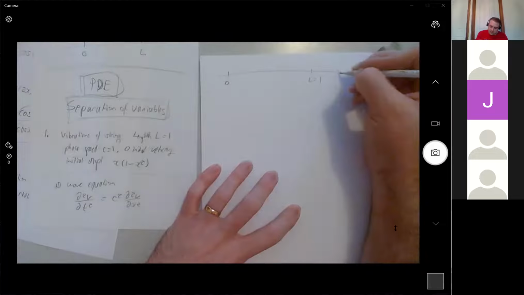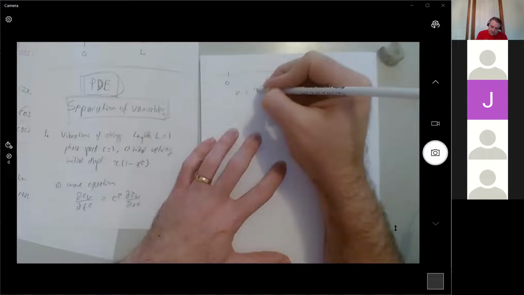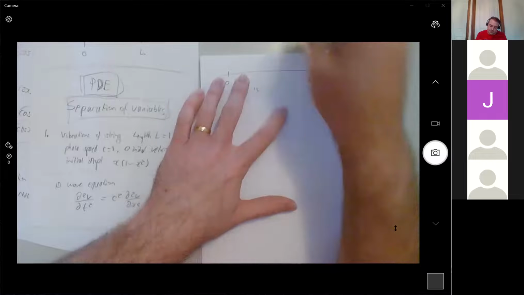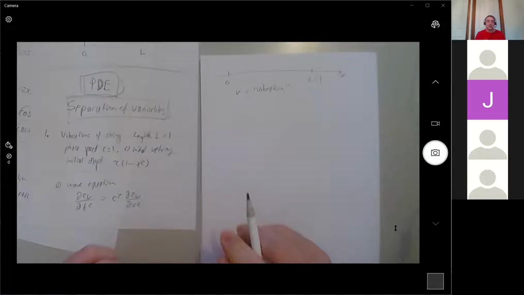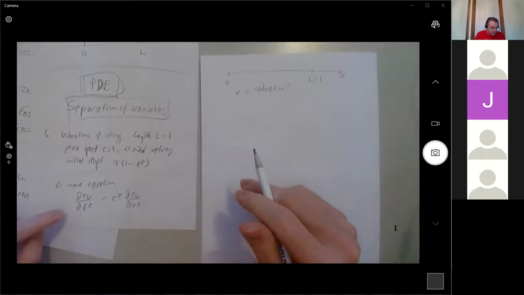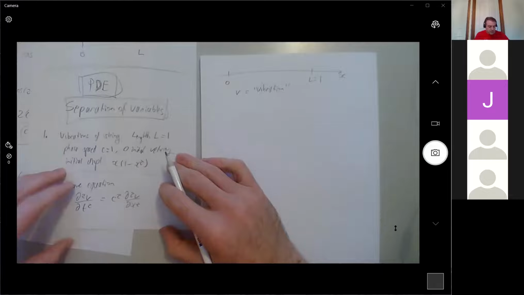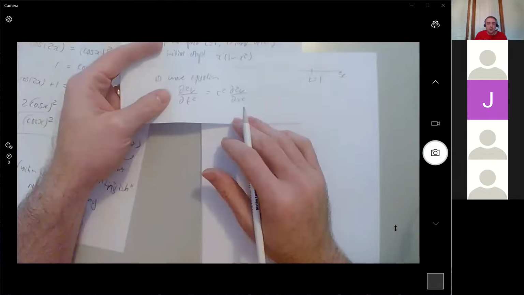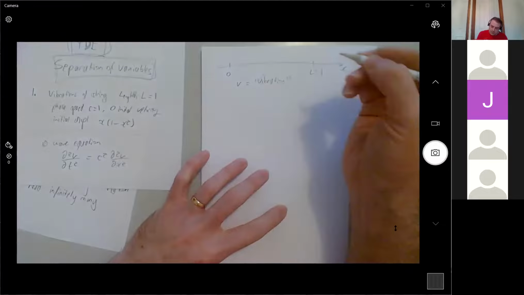And this is an x-axis here. And the v is sort of vibration. Like that. Okay. And then that means that this c, they've also said, is also 1. And so we can do this thing like this.